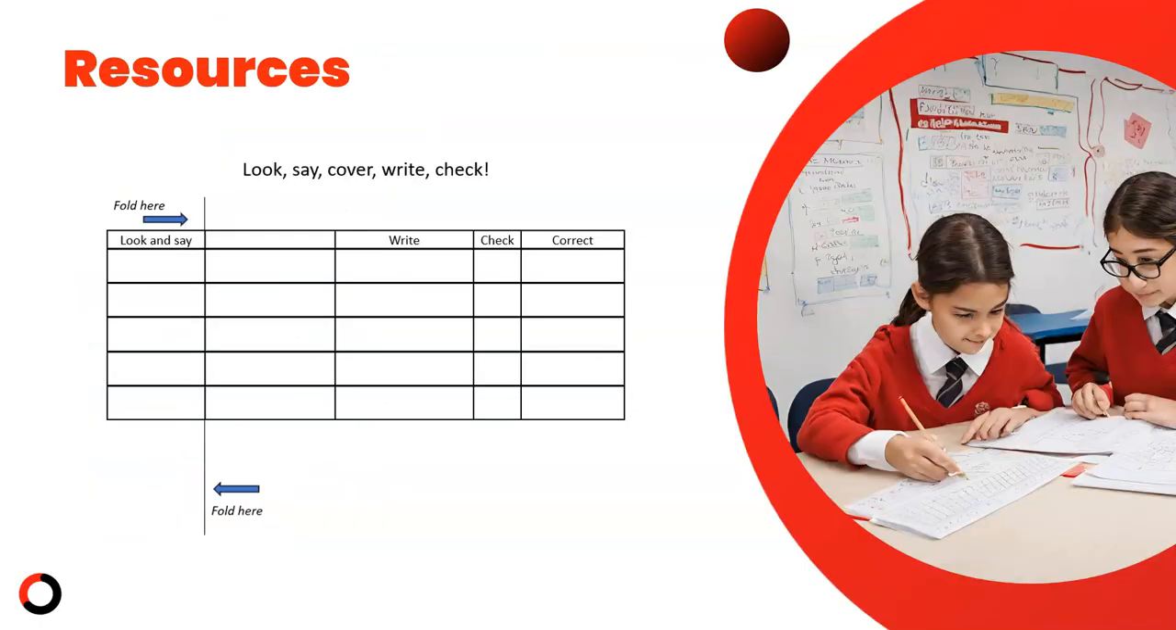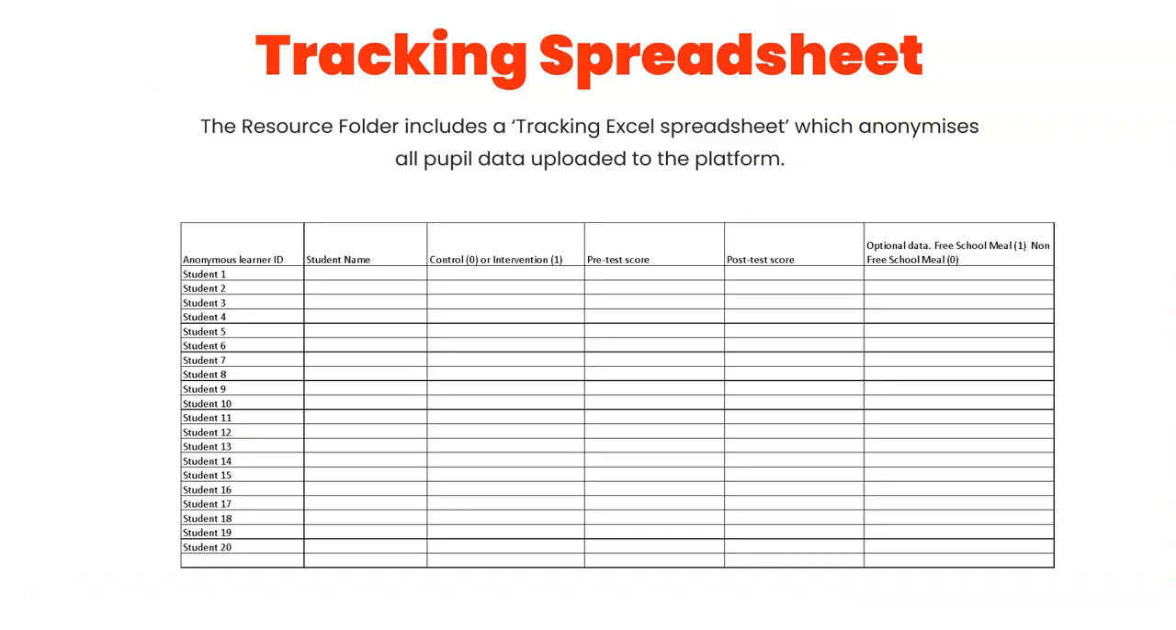In the resource folder, you will find a template to use if you want. And you'll also find a tracking spreadsheet which will allow you to link the anonymized student name on the platform to students that you select.